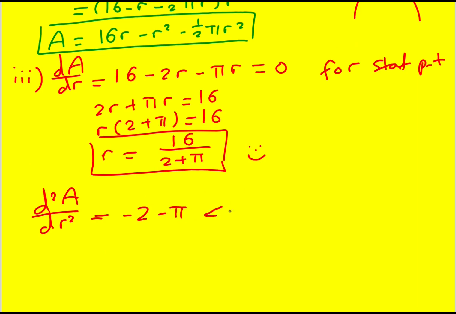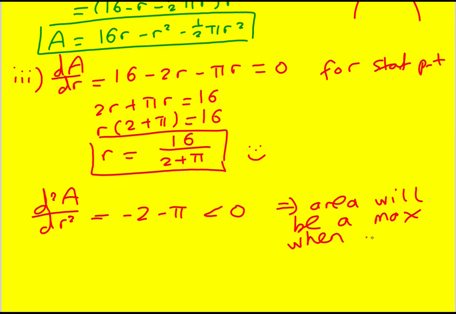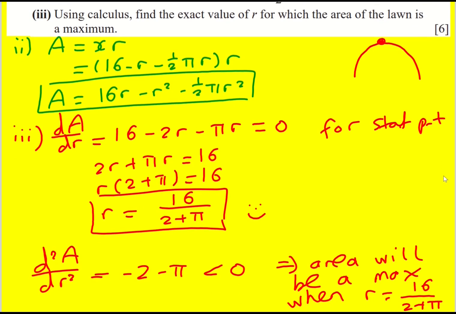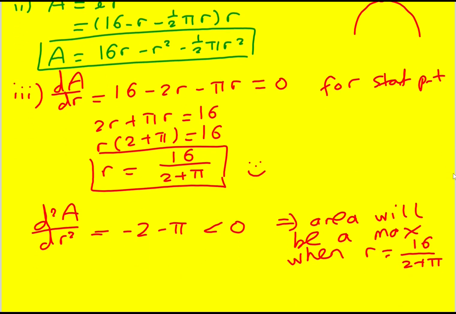This is definitely going to be less than 0, which implies the area will be a maximum when r equals 16 over 2 plus pi. So make sure you do that because it's quite subtle. It does find the exact value for which it's a maximum. It's implying that we also do need to show that it's a maximum. Well done.